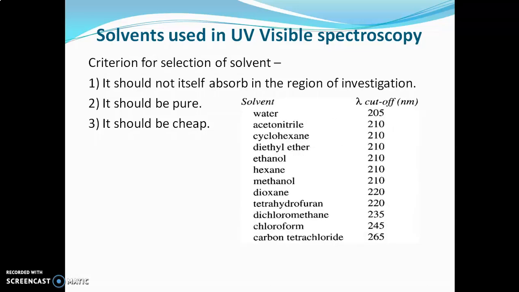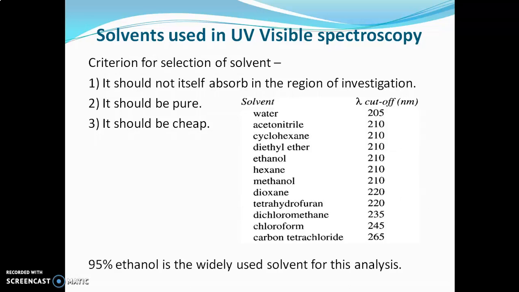These are a few solvents which can be used in UV visible spectroscopy. First is water, whose cutoff is 205 nanometer. It can be used above 205 nanometer because at or below 205 water itself will absorb the radiation. Above 205 it will be transparent. In the same way, acetonitrile, cyclohexane, diethyl ether, ethanol, hexane and methanol can be used above 210 nanometer. Other solvents are also there, like tetrahydrofuran, dichloromethane, chloroform, carbon tetrachloride, etc.